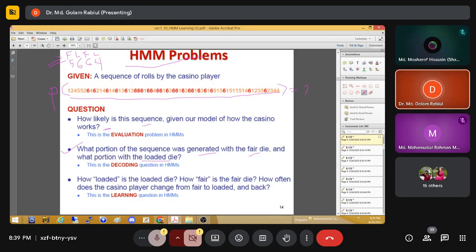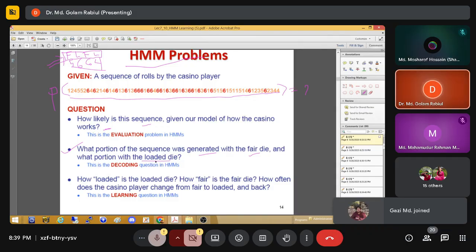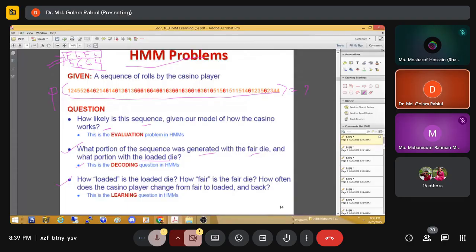So that means we want to know the hidden state sequence based on the observation sequence. What portion of the sequence was generated with the fair die and what portion with the loaded die? We can answer this question. And we can also answer: how loaded is the loaded die and how fair is the fair die? How often does the casino player change from fair die to loaded die or loaded die to fair die? This is called the learning problem, the HMM learning problem.